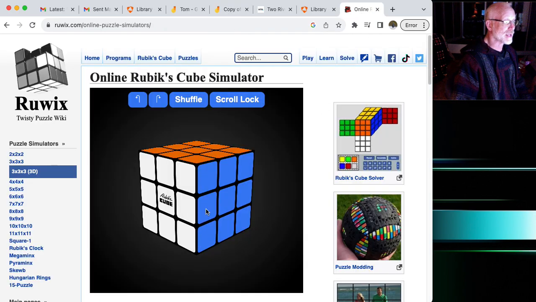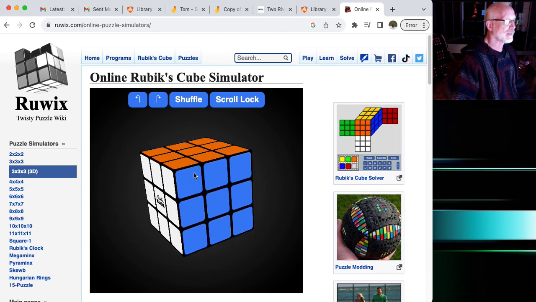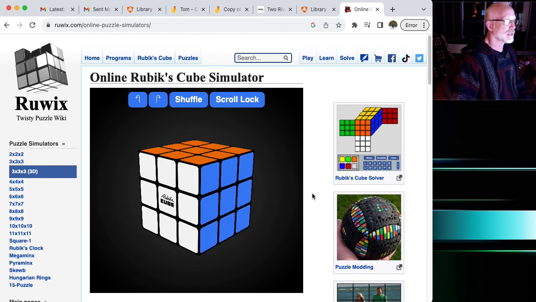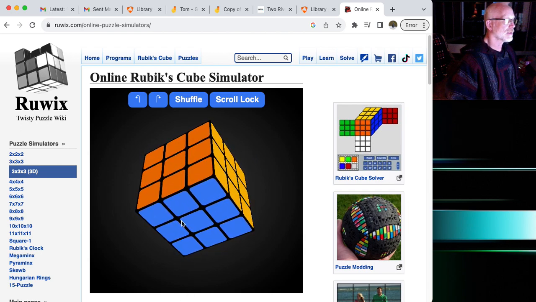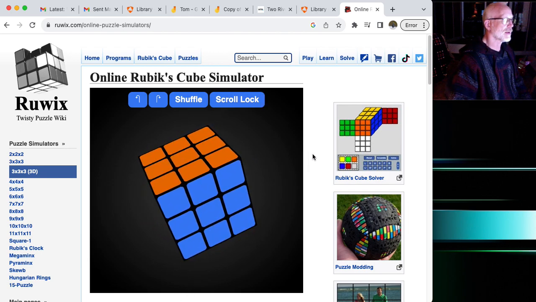It means it's 3 high. It means it's 3 across. Okay. So that's 3 high. It's 3 across. And it's 3 deep. This way. It's 3 deep.